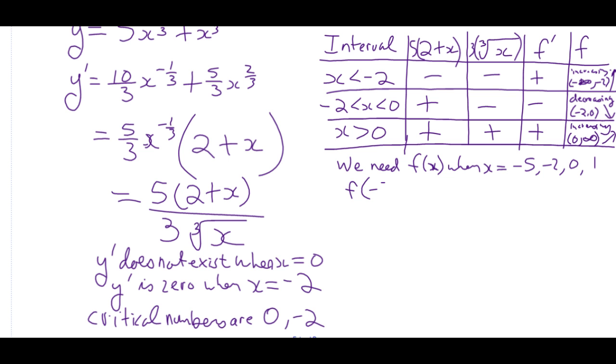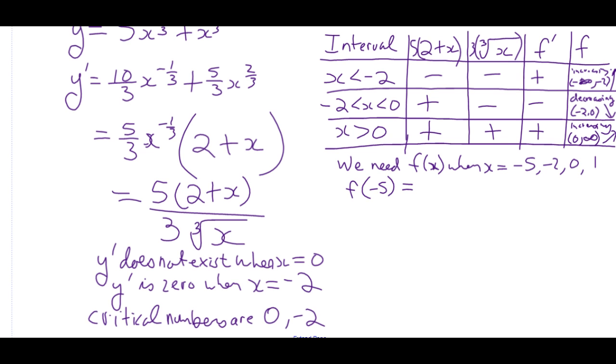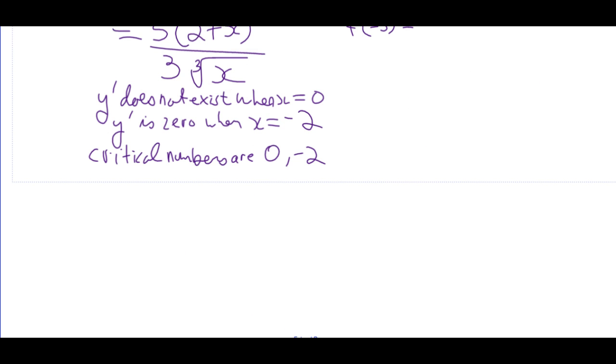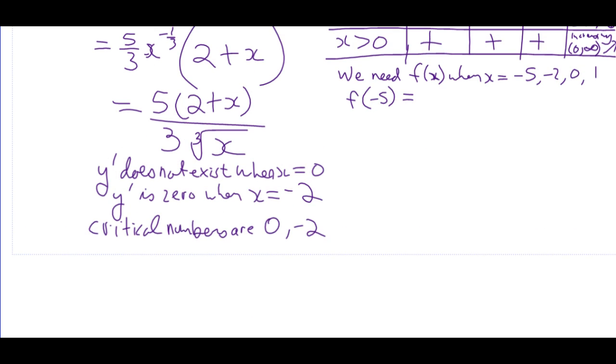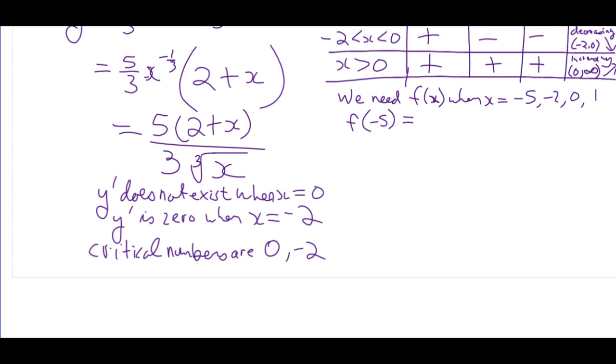Okay, so f of -5 is, let's extend the page one more time. So f of -5 is 5 times 2 plus -5 over 3 cube root -5.